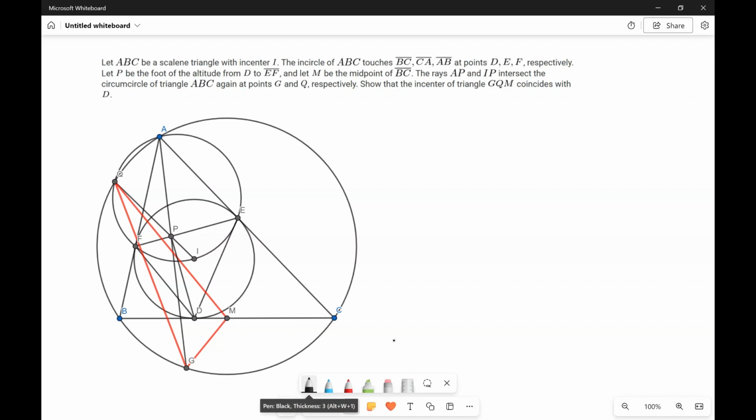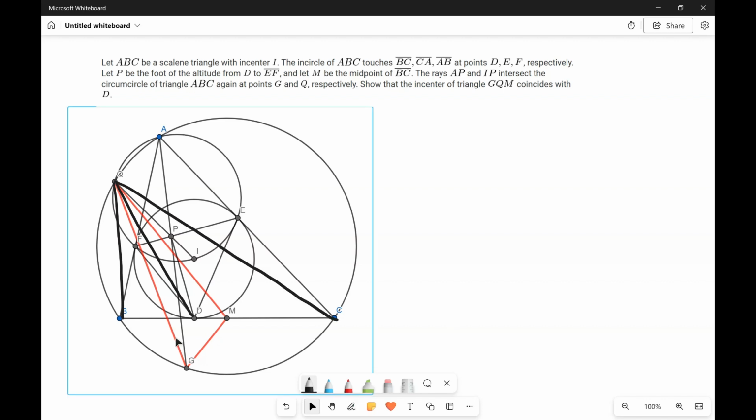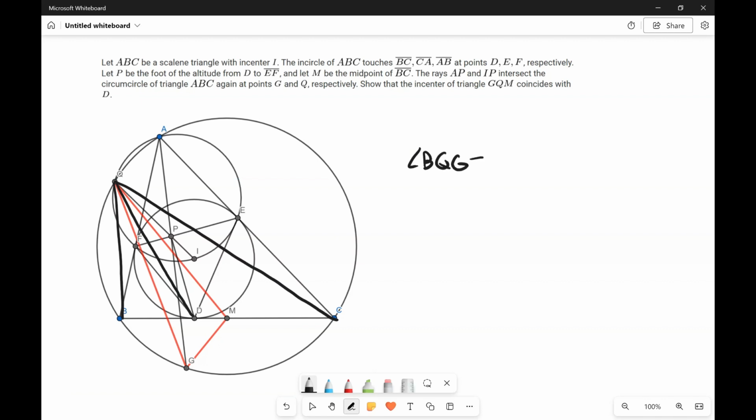In order for this to be true, we must see that QD bisects angle GQM. So something like that. However, from the last video, we also know that QD bisects angle BQC. So we can go ahead and draw those in. So there we go. If we wanted to show that these two angles were equal, then given these two angles were equal, we have to show that angle BQG is equal to angle MQC.